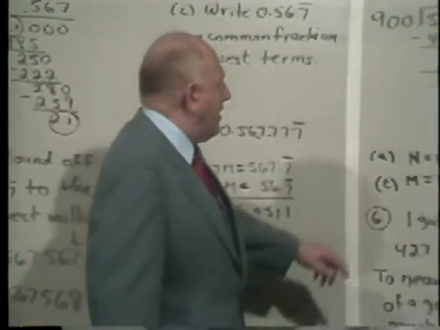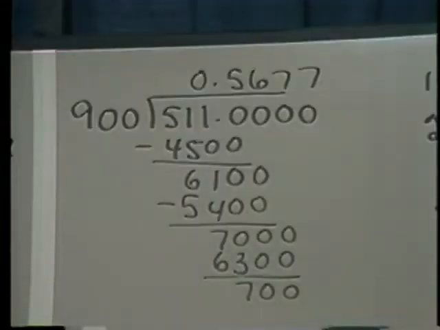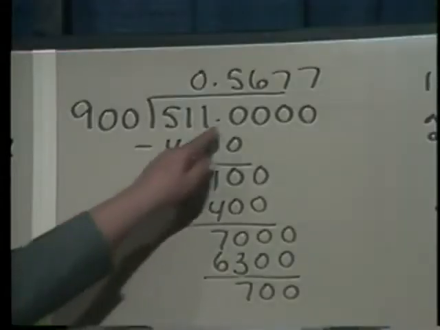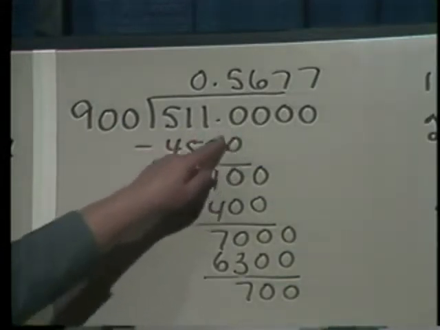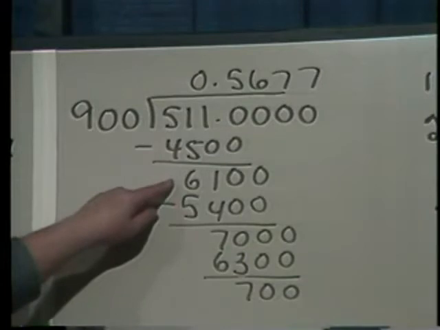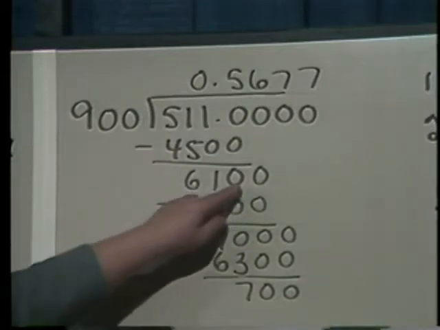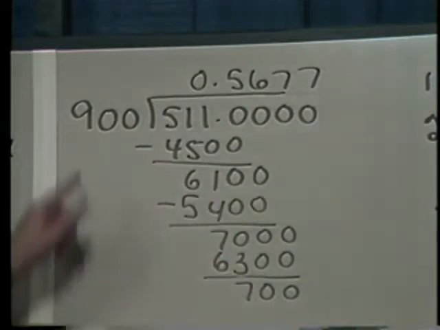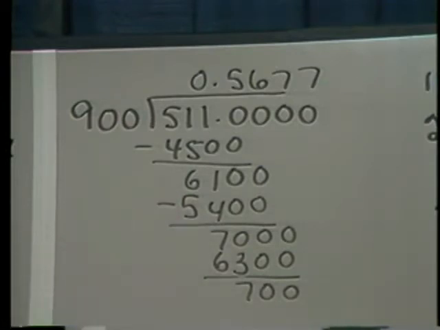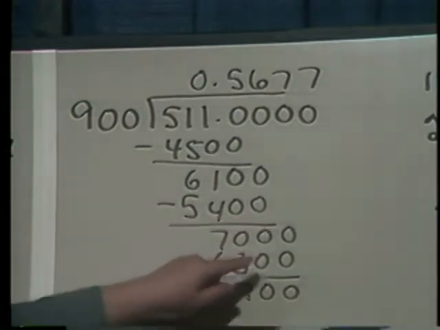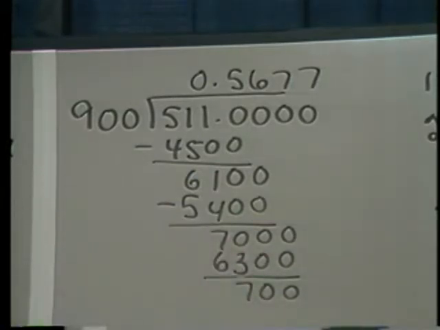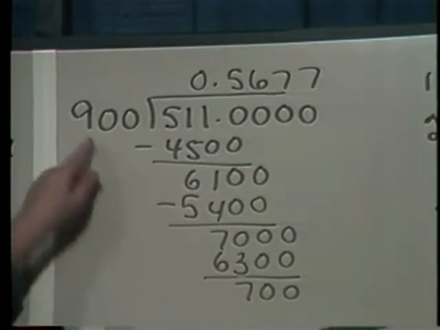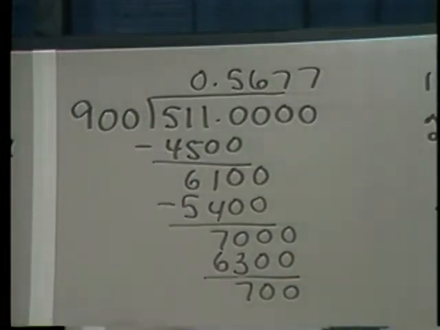And the way we check that is we simply divide 900 into 511. Put down your zeros over here. 900 goes into 5110 5 times. We subtract 4,500. We get 610. We bring down the 0. 900 goes into 6,100 6 times. That gives us 5,400. We subtract, get 700. Bring down the 0. 900 goes into 7,000 7 times. 900 times 7 is 6,300. We subtract, we get 700.